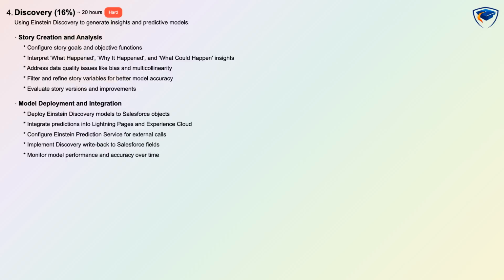The syllabus includes deploying models to Salesforce objects, integrating predictions into Lightning Pages or Experience Cloud, configuring the Einstein prediction service for external calls, enabling discovery write-back, and monitoring model performance and accuracy over time. Practical scenarios will test your ability to refine variables, evaluate story versions, and maintain predictive accuracy in production.